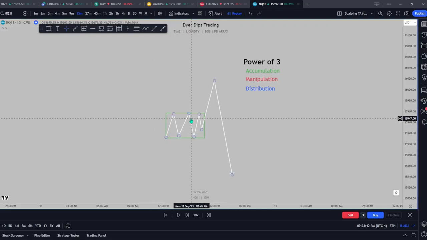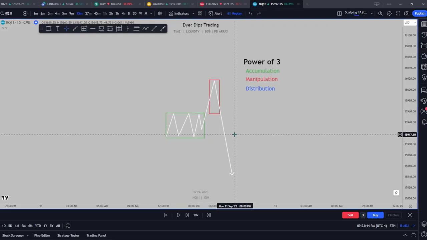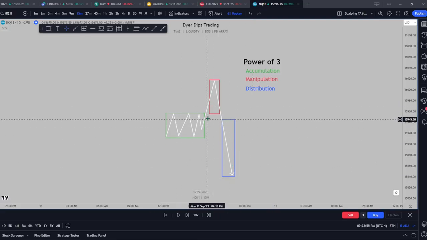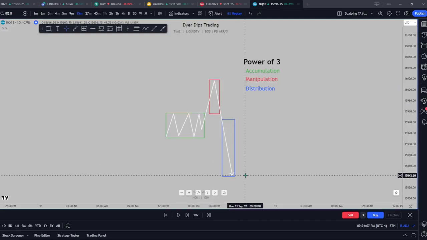So this is our accumulation phase, and now we're looking for the manipulation phase, which is this fake move up. This is what we would consider a Judas swing, and then you have your expansion move down. So smart money is accumulating positions, short positions in here, and then they are accumulating as much as they can on the manipulation up. They're going to fake price up, and they're going to start accumulating short positions up here even more so they can distribute them all the way down.